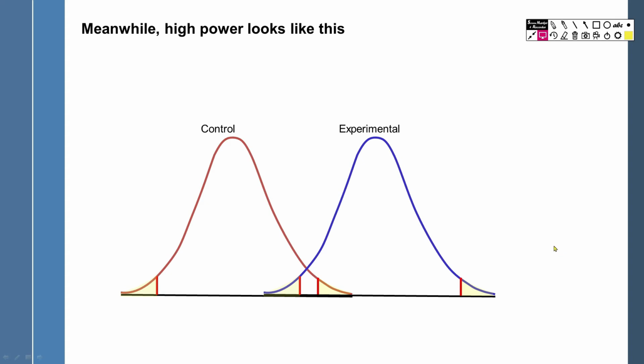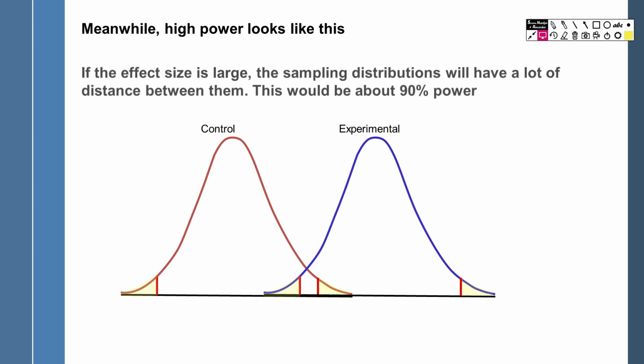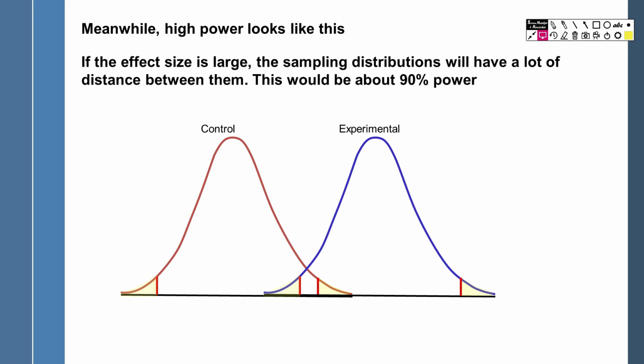Meanwhile, high power looks like this. Very little overlap. And this would be the picture that you get when you have a large effect size. Having a large effect size means that the population values for the variables that you're measuring are far apart. That the treatment group population mean and the control group population mean are far apart. Of course, you don't know how far apart they are, so we're making estimates of these things.